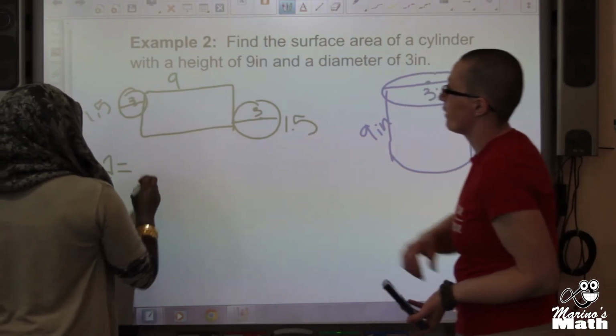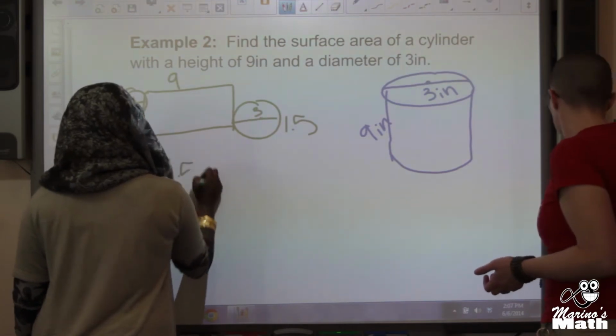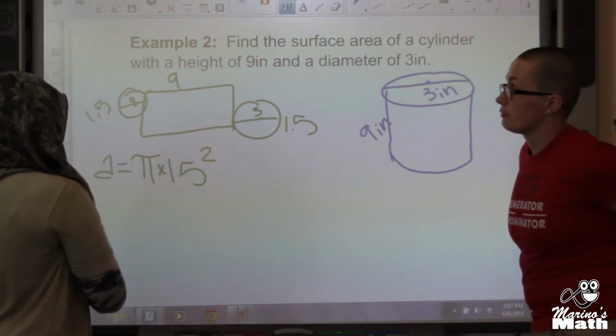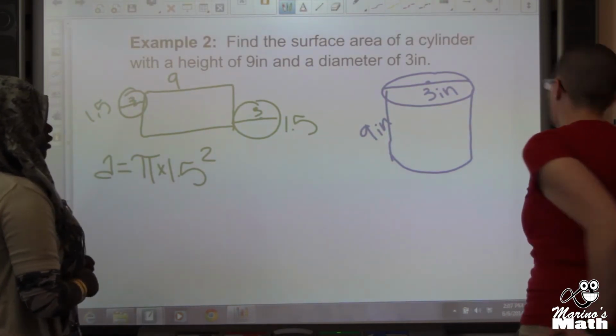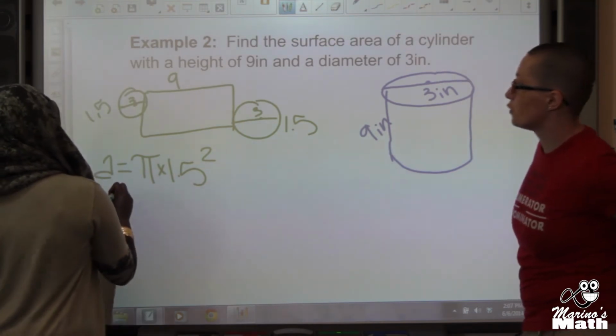Pi times 1.5 squared. And I can tell you 1.5 squared if you want to. It becomes 2.25. So you could rewrite that as A equals 2.25 pi.